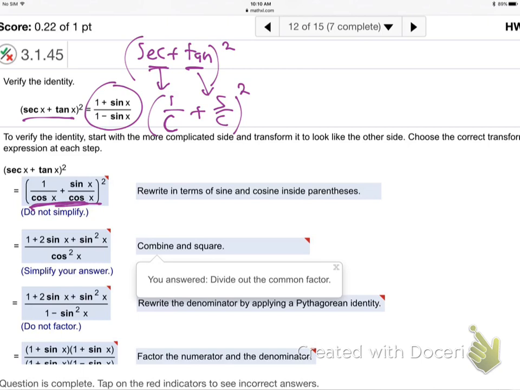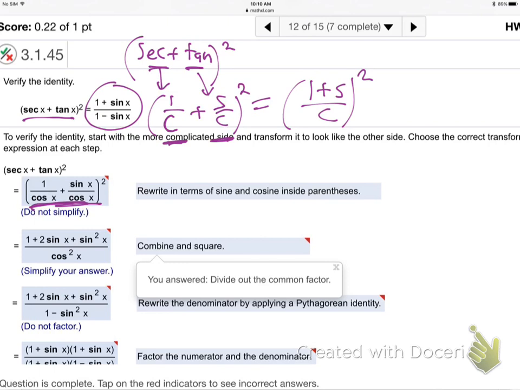Next, I've got to actually square that, FOIL that. Well, let me do it this way. What I could do is say, look, that's 1 plus sine over cosine squared. Everybody good to there? I combined those two, right? That's just common denominator, isn't it? When two fractions have the same denominator, you can put them together to make one fraction. Everybody good on that?